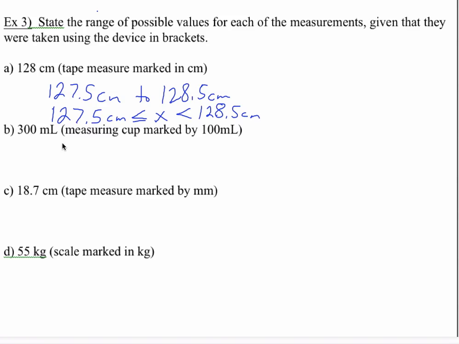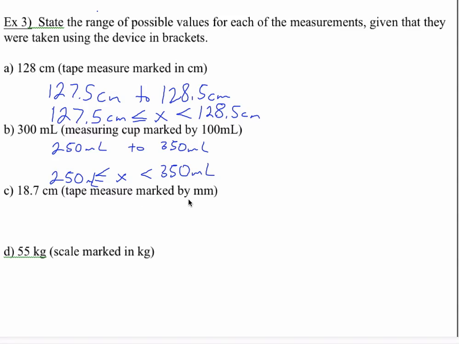Okay, so next we have 300 milliliters, measured with a measuring cup marked with 100 milliliters. So that could be anywhere from 250 milliliters to 350 milliliters, right? Now it can't be exactly 350 or you'd round up to 400, so I'll just call this X again. But it could be equal to 250 and then you round up.